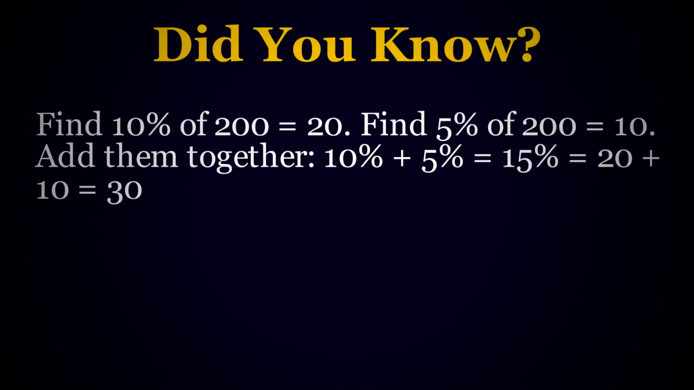Fun fact, find 10% of 200 equals 20. Find 5% of 200 equals 10. Add them together, 10% plus 5% equals 15% equals 20 plus 10 equals 30.